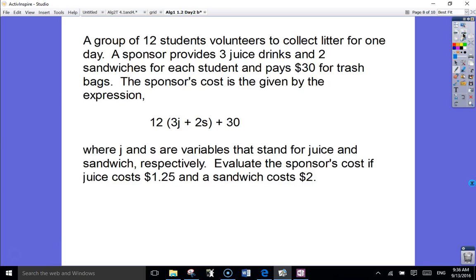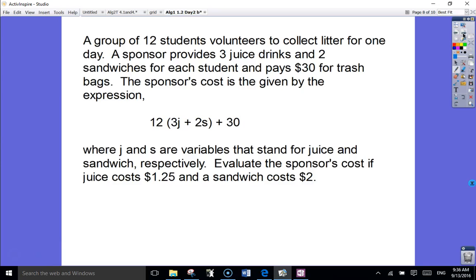Okay, last problem. A group of 12 students volunteers to collect litter for 1 day. A sponsor provides 3 juice drinks and 2 sandwiches for each student and pays $30 for trash bags. The sponsor's cost is given by the expression, right? 12 times parentheses, 3J plus 2S plus 30, okay? Where J and S are variables that stand for juice and sandwich, respectively. Evaluate the sponsor's cost if the juice costs $1.25 and the sandwich costs $2.